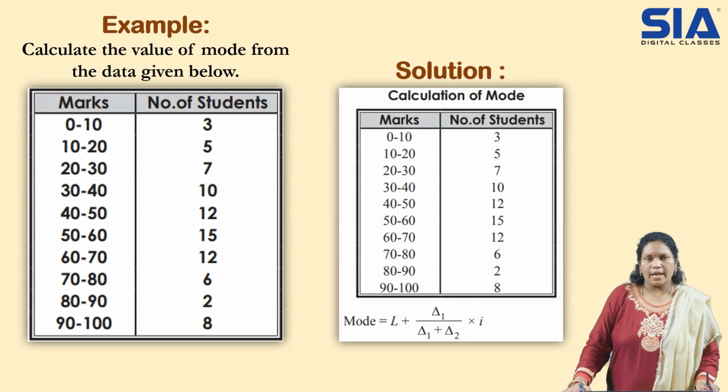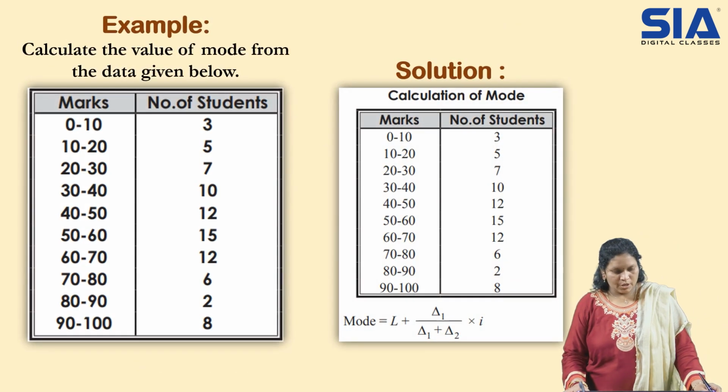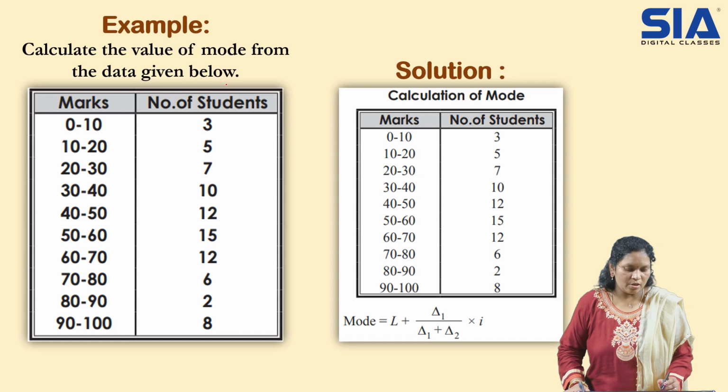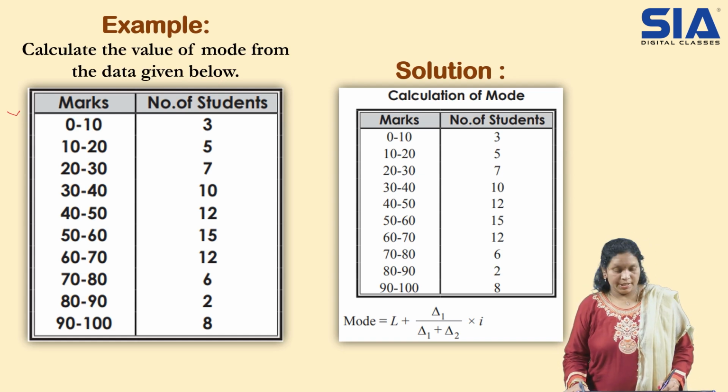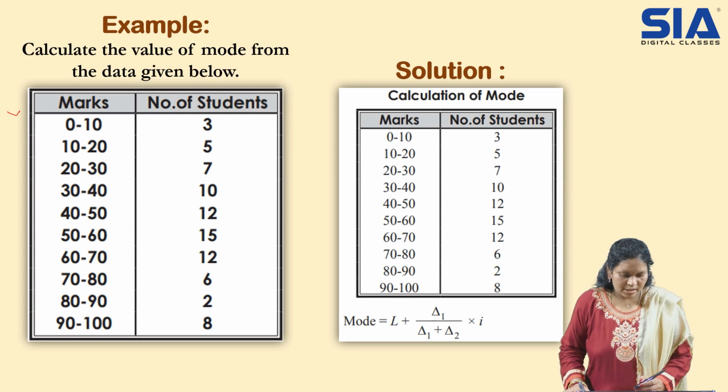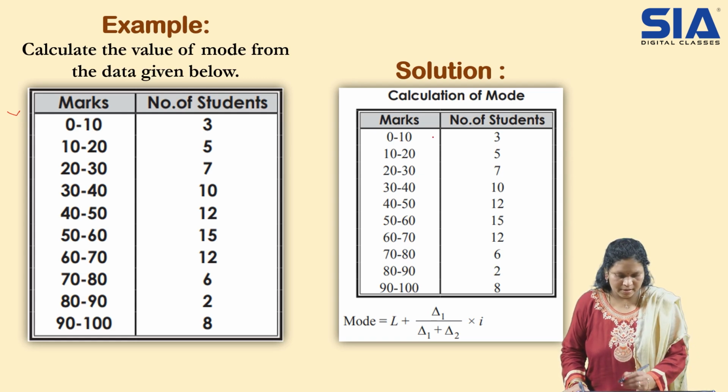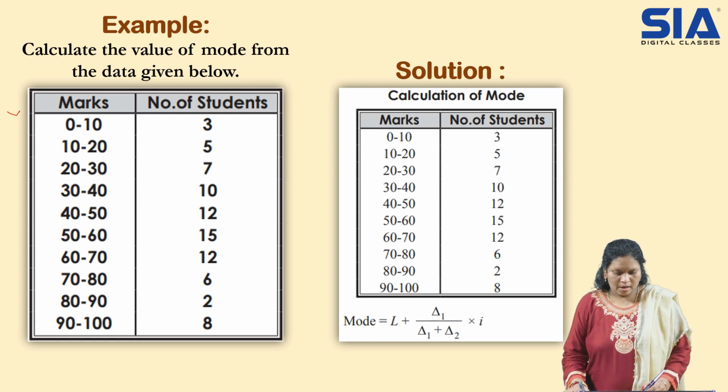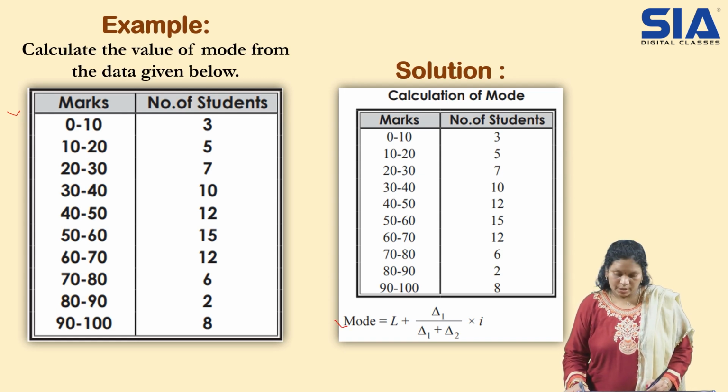Let us check an example. So here is an example. Calculate the value of mode from the data given below. It's class interval data, which means it's continuous data. So continuous data has the class intervals marks and the frequencies. So the formula becomes mode is equal to L plus delta 1 by delta 1 plus delta 2, into I.